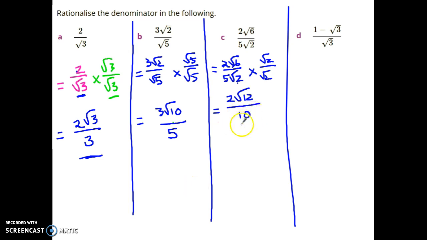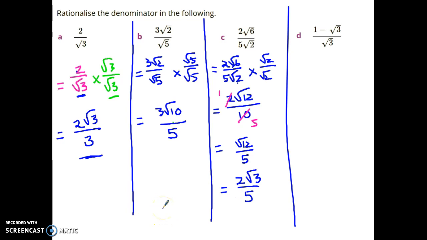Now that's not wrong, but it's not in simplest form. A couple of things we need to do. First of all, I can cancel my 2 and my 10 down. So I'm going to end up with root 12 over 5. But root 12 can be written as 2 root 3, and you should remember that from all of your work with simplifying surds, because 12 is 4 times 3. Take the square root of 4, it comes out the front as a 2.